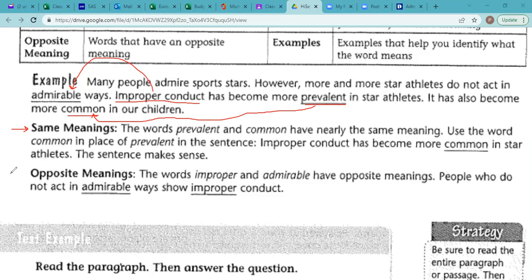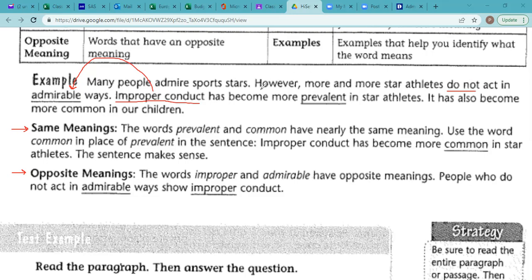Okay. Now for opposite meanings. So the words improper and admirable have opposite meanings. Okay, so let's take a look at that. So improper, and yes, right above there, I said improper conduct, and I pointed it to admirable. All right, they have opposite meanings. But here's the thing, they said they do not act admirable. So if you would add that in there, they do not act admirable, that would mean that it's improper.